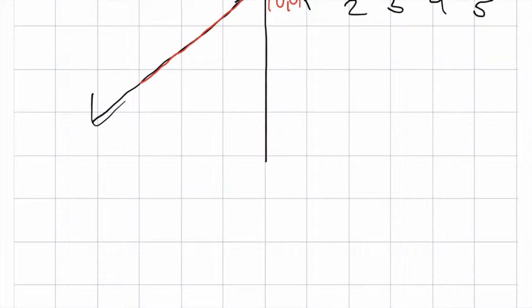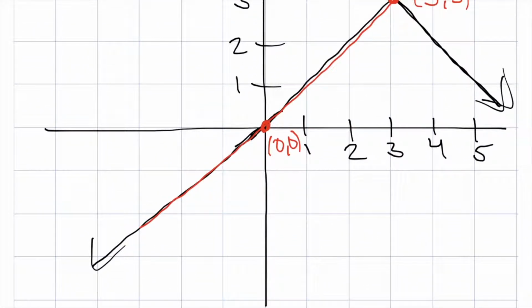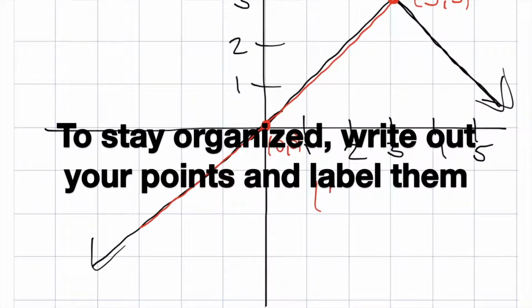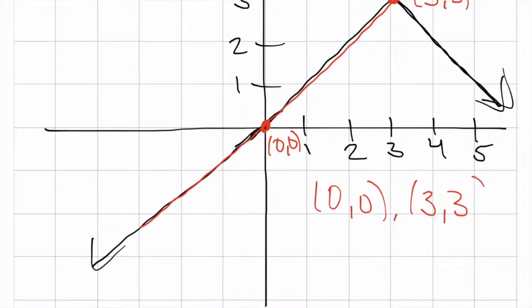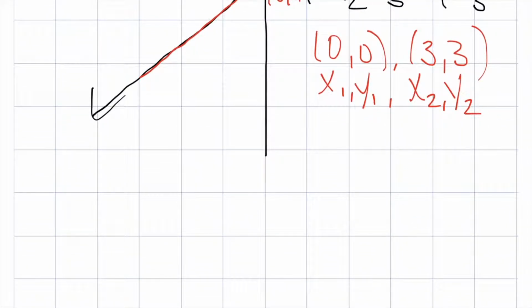So we know to find slope. Actually, before we find slope, let's go ahead and take our points: 0, 0, and 3, 3. And let's just go ahead and label them x1, y1, x2, y2. And again, it doesn't matter. It could have been 3, 3 as x1, y1, and 0, 0 as x2, y2, okay? That doesn't matter. So let's go ahead and start with slope first.